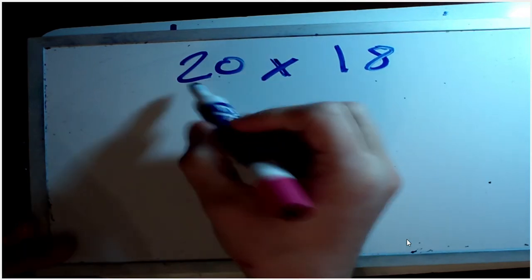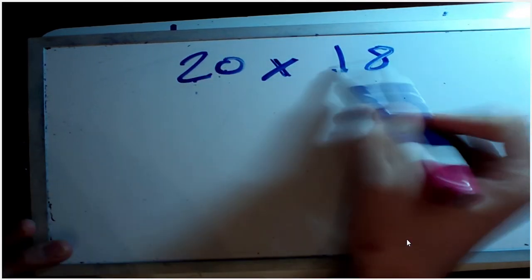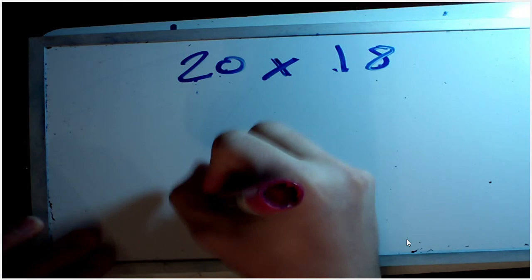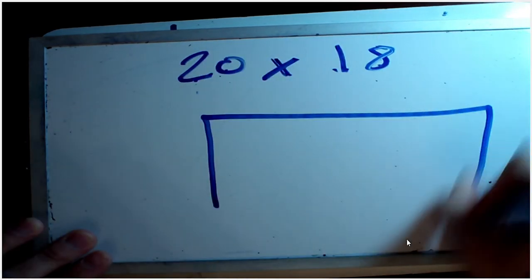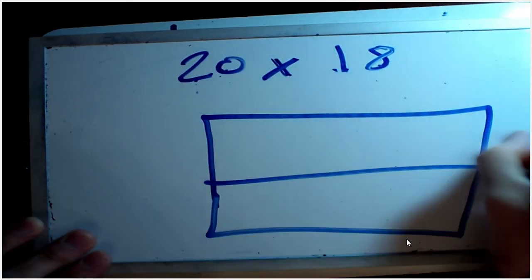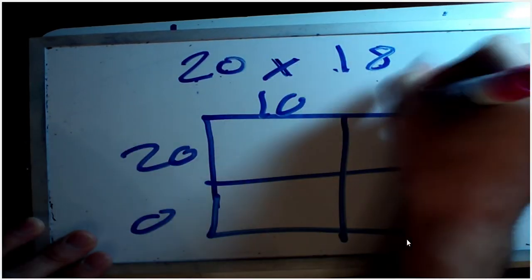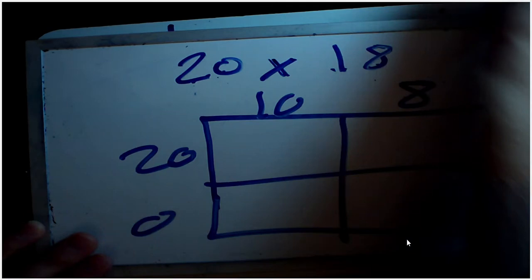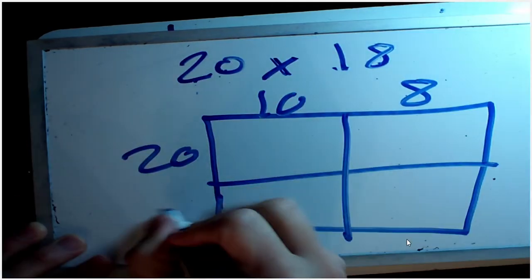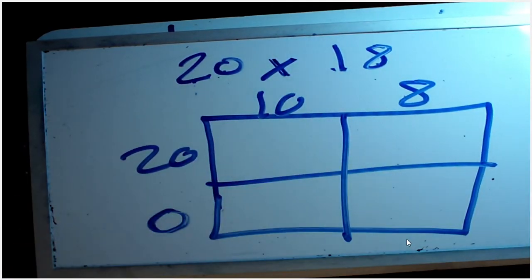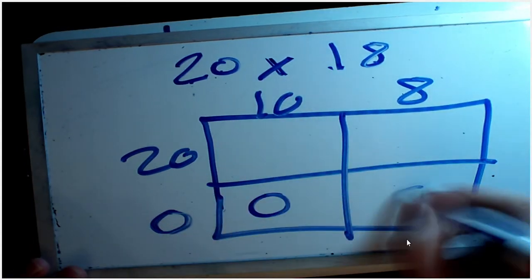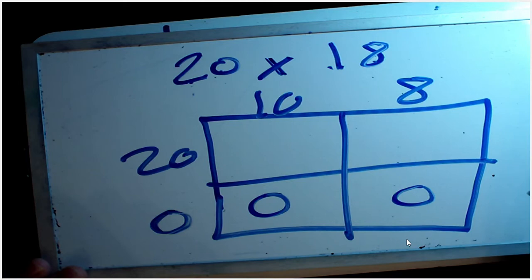We know now in this factor we have 1, 2, 3, 4. We should have 4 boxes, correct? However, it wouldn't make sense to have a 20 and a 0, a 10 and an 8, because we know the zero property of multiplication tells me any number times 0 equals 0. So you would be getting zeros in these boxes, and it's just serving as a placeholder.